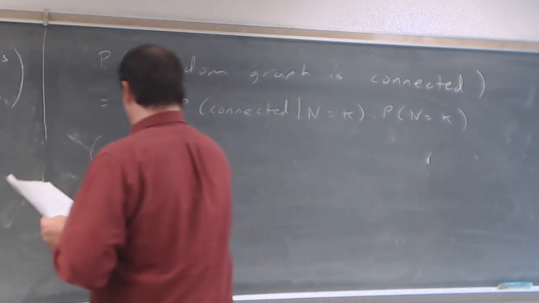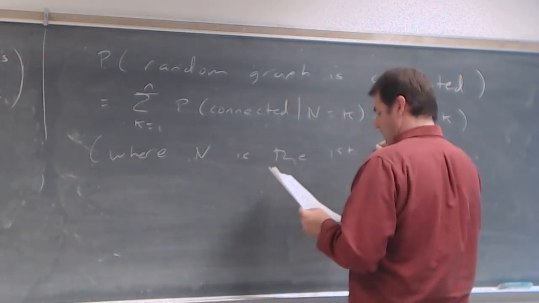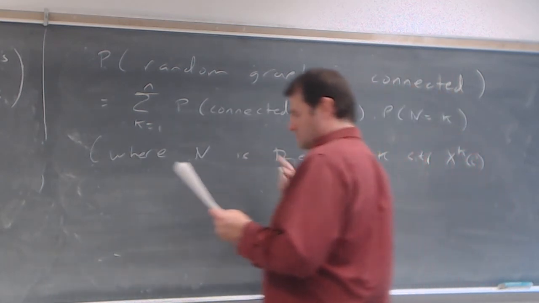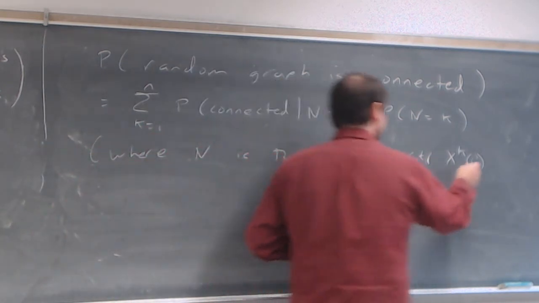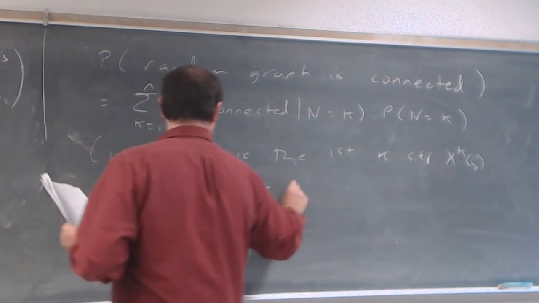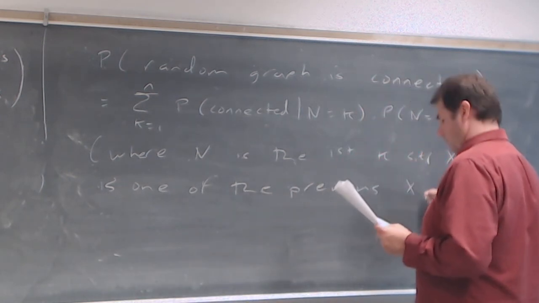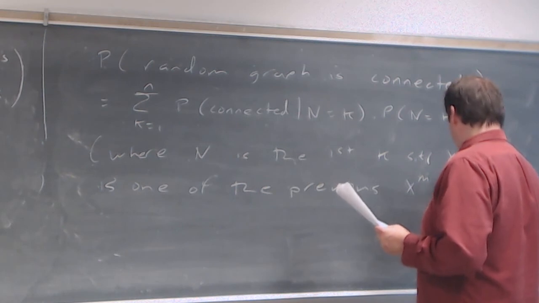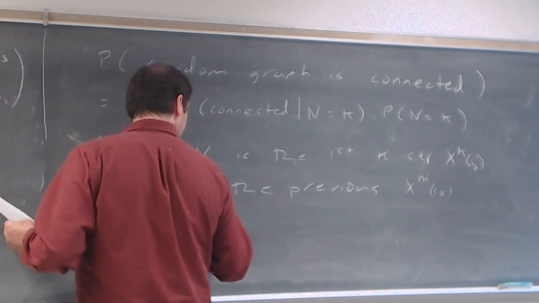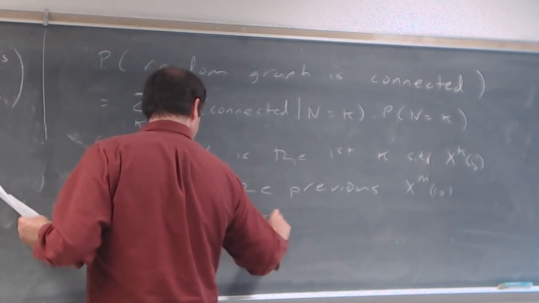And then here, let me remind you, what was N? N is the first k such that X^k of i naught is one of the previous ones, X^m of i naught with m being 0 up to k minus 1. All right.